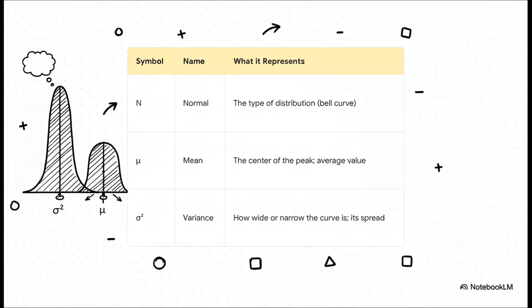But of course, not all bell curves are created equal. The really cool part is that we can describe any of them with just two numbers. The first one is the mean, that Greek letter mu, which just tells us where the center of the peak is. The second is the variance, or sigma squared, and that tells us how spread out the curve is. You know, is it tall and skinny or short and wide?